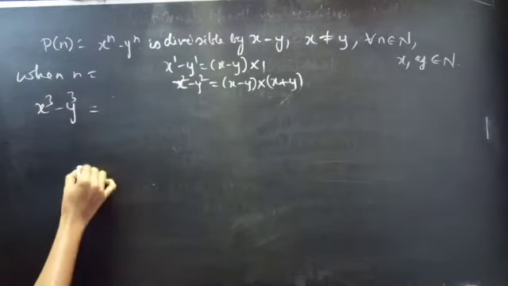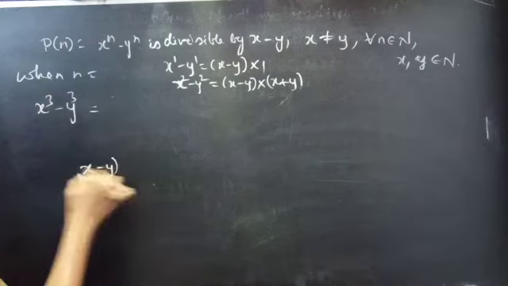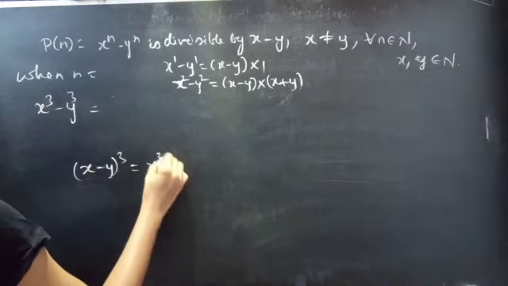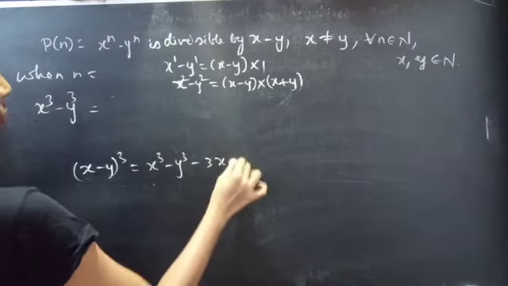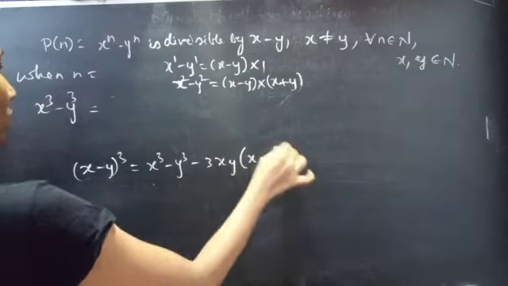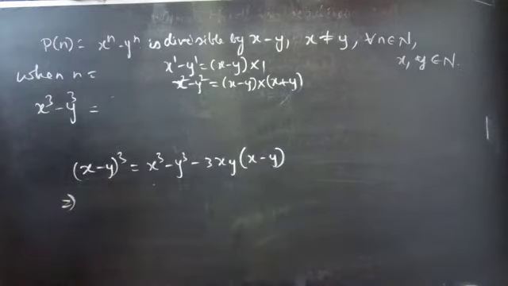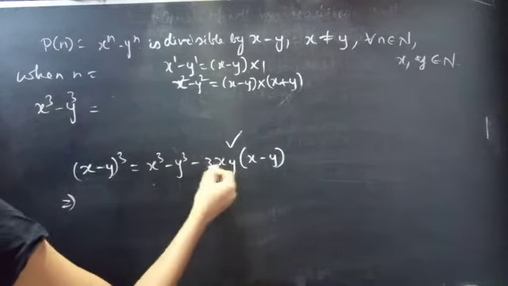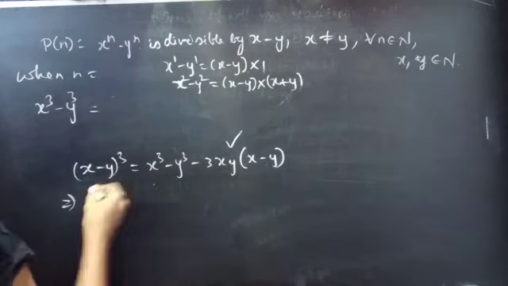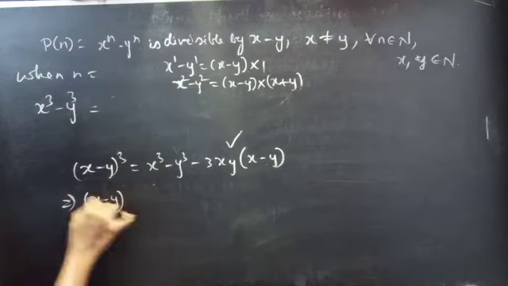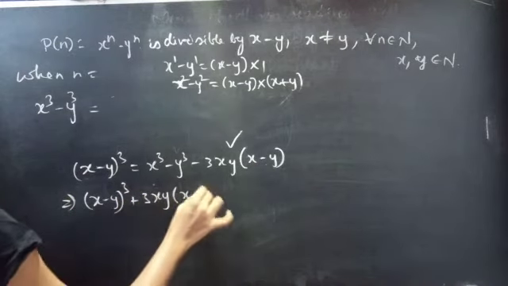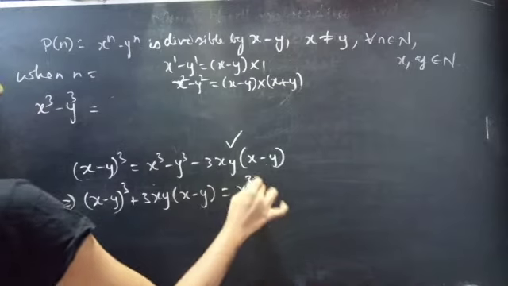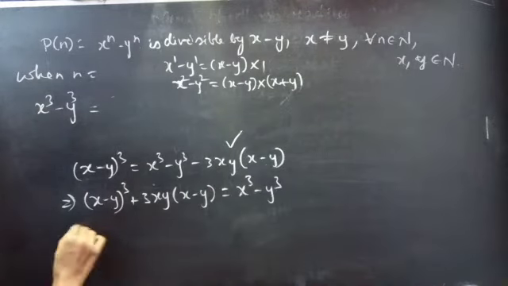We know that (x minus y) whole cube equals x cube minus y cube minus 3xy into (x minus y), right? Now bring minus 3xy into (x minus y) to the LHS, and you'll get (x minus y) whole cube plus 3xy into (x minus y) equals x cube minus y cube.